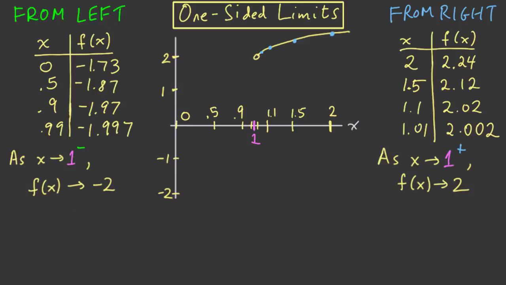We can do the same thing on the left. Our table of values gives us these 4 points, and if we interpolate and assume the graph is smooth in between those points, then we've got this. And as we come in towards 1 from the left with our x values, then our y values are approaching y equals -2. And again, we'll have this open circle to remind us that there is no point at x equals 1 on the graph.